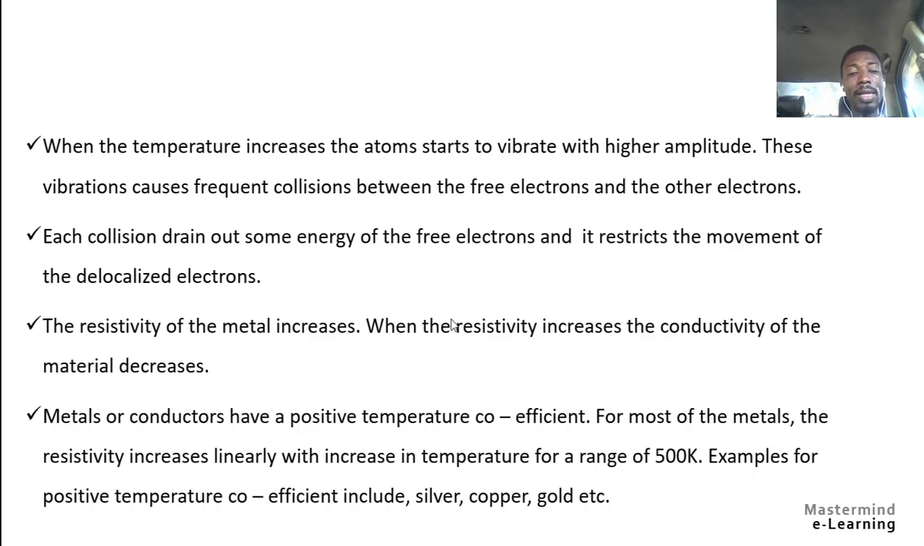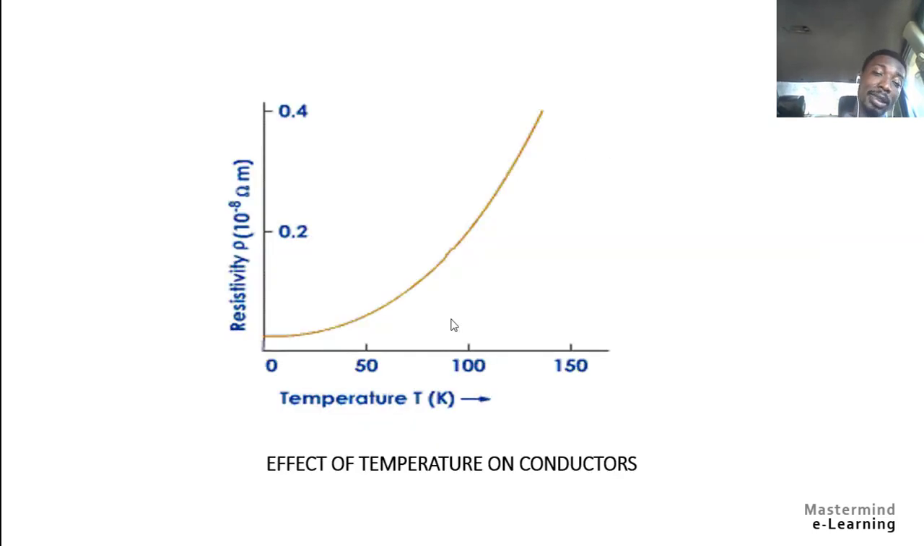Okay, so metals or conductors have a positive temperature coefficient. Examples of positive coefficient materials include silver, copper, and gold. You can see that as temperature increases, resistivity slowly also increases.